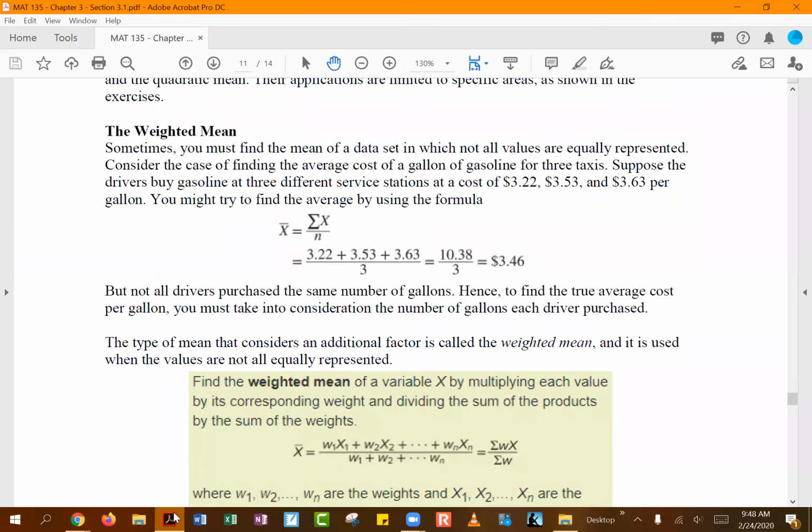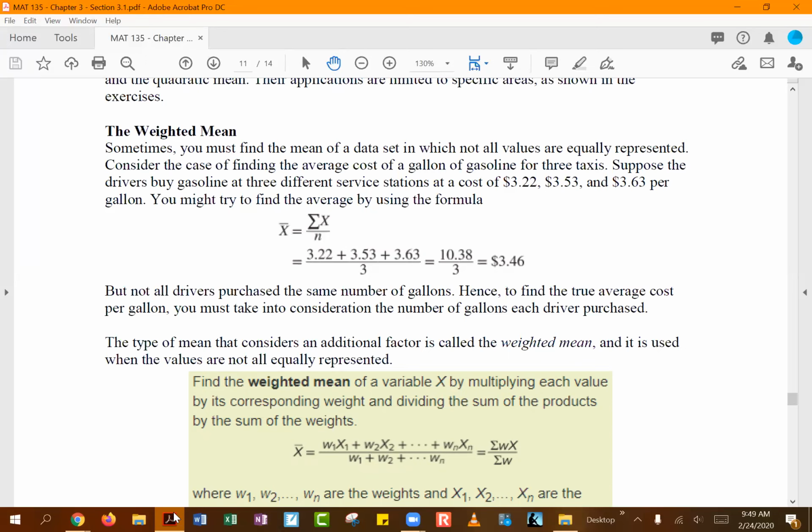Okay, so now the next part about these calculations we want to talk about is the weighted mean. When you are talking about the weighted mean, we are talking about where your data sets would not be equally represented. So looking at an example here, they're saying finding the average cost of a gallon of gasoline for 3 taxis. Suppose that the drivers buy gasoline at 3 different service stations, and they're paying $3.22 at one, $3.53 at the other, $3.63 at the third one. And then of course we want to find out what that average price would be.